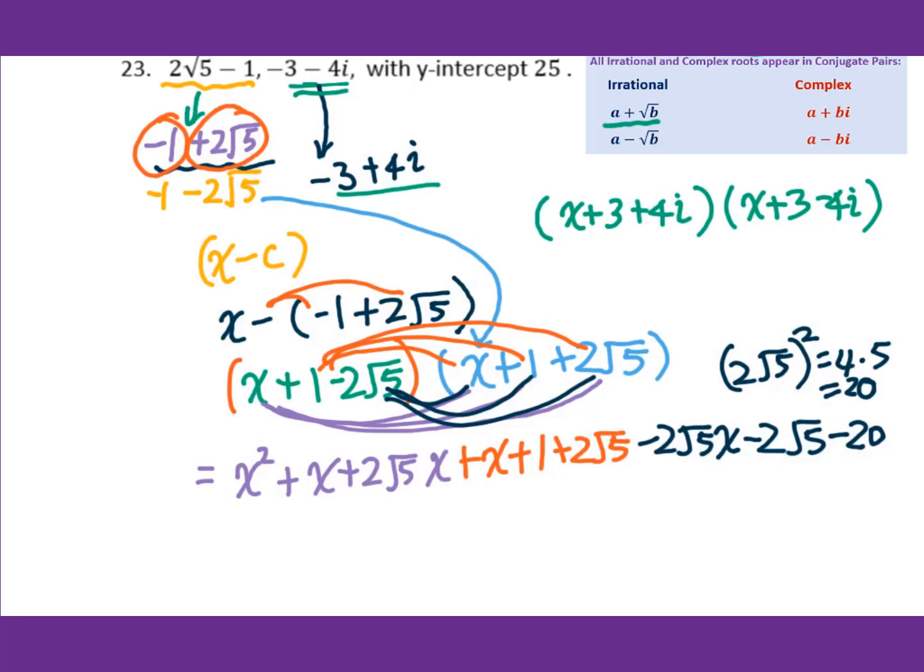Oh, you need to combine like terms. Remember, any term with the irrational number will be gone. 2 square root of 5x, negative 2 square root of 5x. 2 square root of 5, negative 2 square root of 5. Then you combine like terms. That will be x squared. x plus x, that's 2x. Then combine like terms for these two, you will get negative 19.